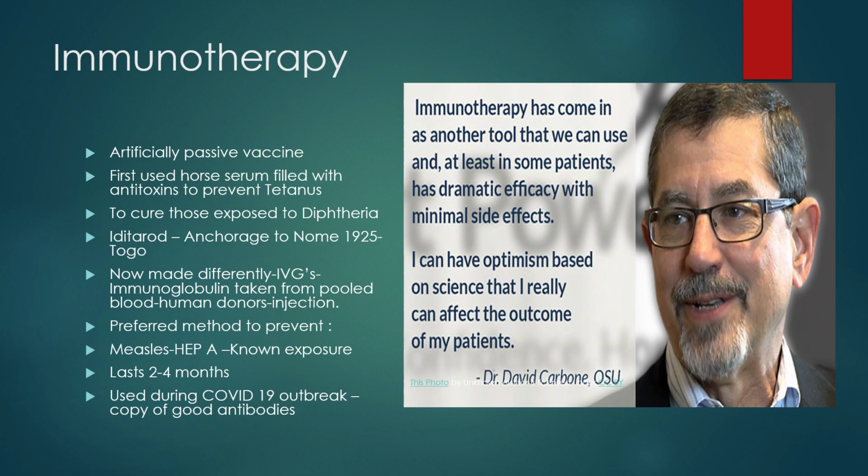Now they're made differently. They're made with IVGs now, which are immunoglobulin taken from pooled blood from human donors via injection. The preferred method to prevent stuff like measles and hepatitis A, if there's a known exposure. So if you know for a fact that you've been exposed to measles or hepatitis A, then the IVGs are going to be the preferred method.